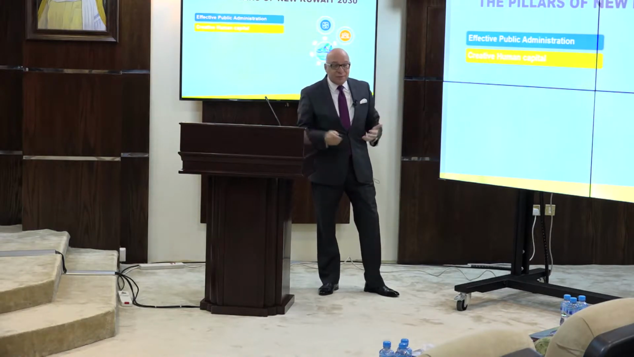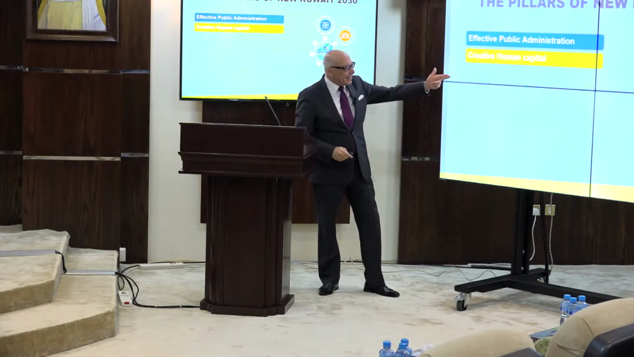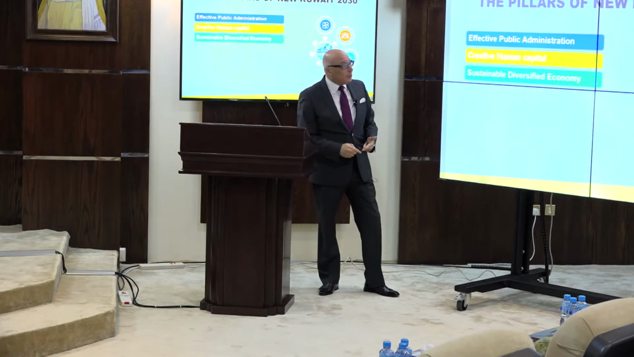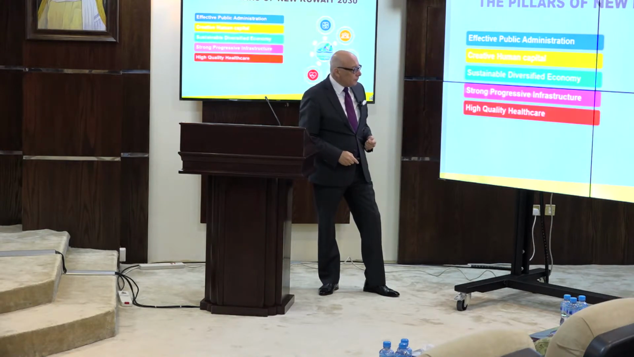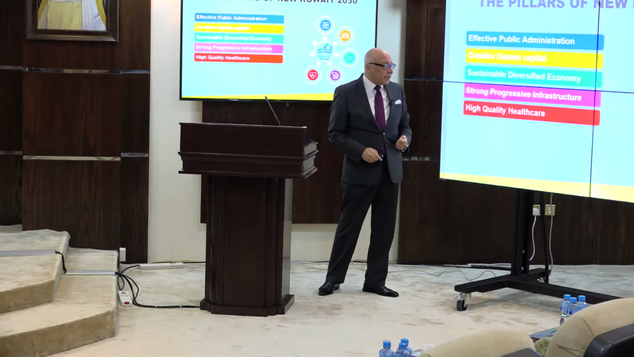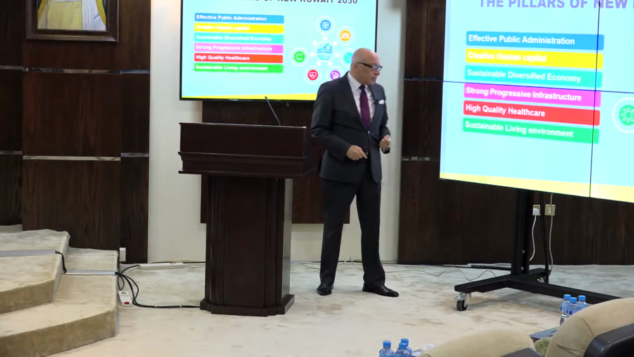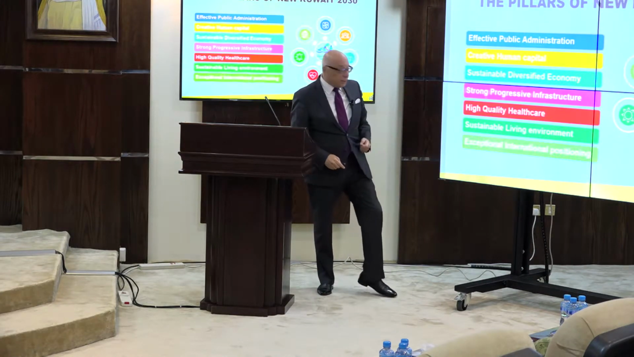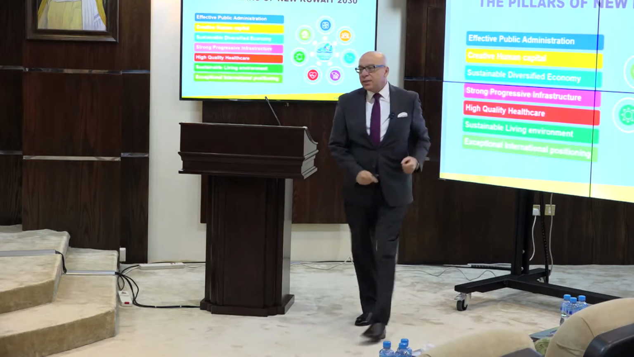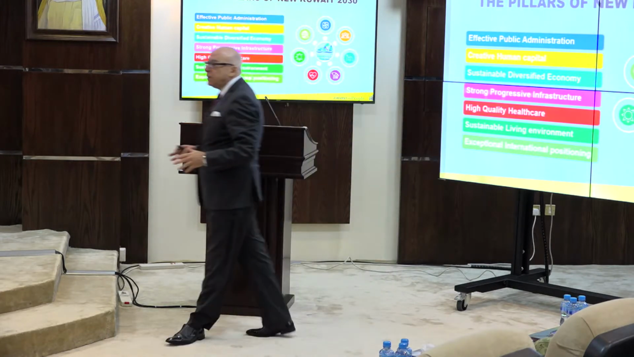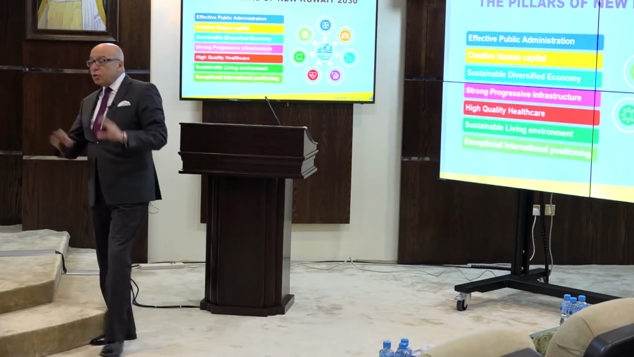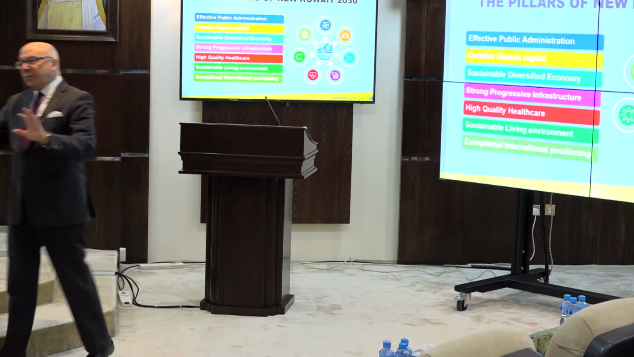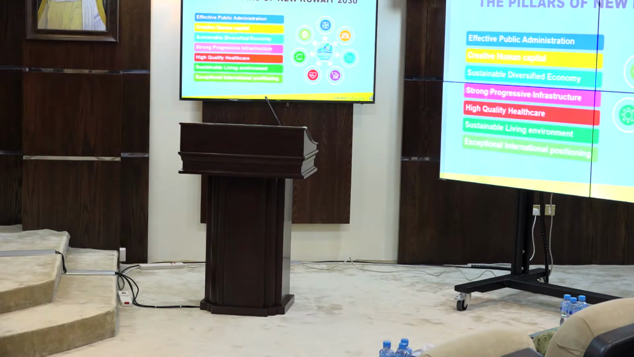I'm sure you already know that, so sorry to repeat it. Second, creative human capital. The third pillar is sustainable diversified economy. Fourth pillar is strong progressive infrastructure. Fifth is high quality healthcare. Sixth pillar is sustainable living environment. And the seventh is exceptional international position. So these are the 7 pillars in the New Kuwait vision.